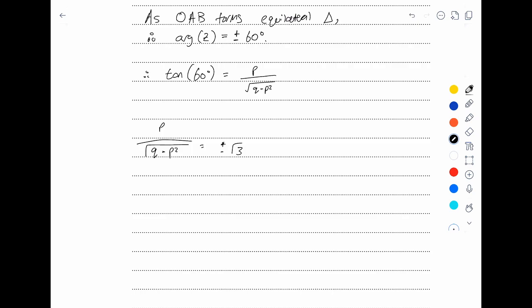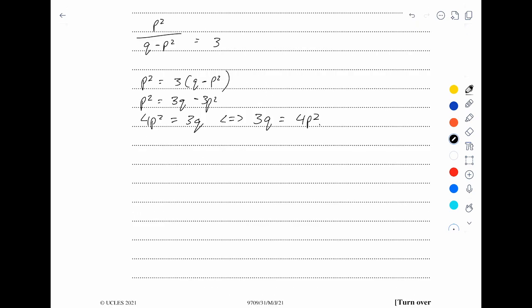Simplifying this down, we get to 3q is equal to 4p squared, which finally gives q is equal to 4 over 3 p squared.